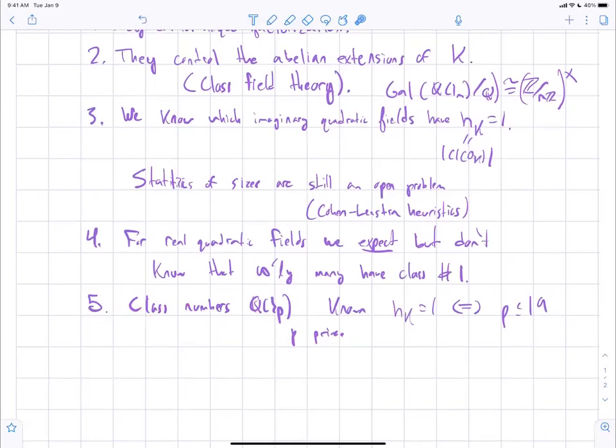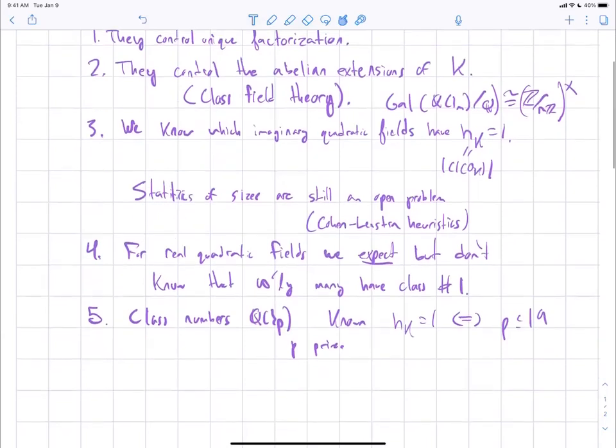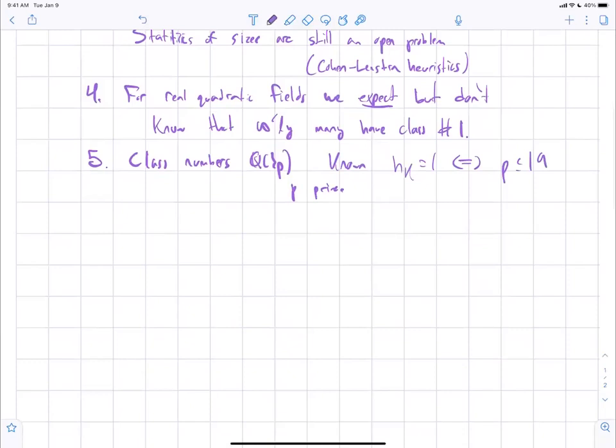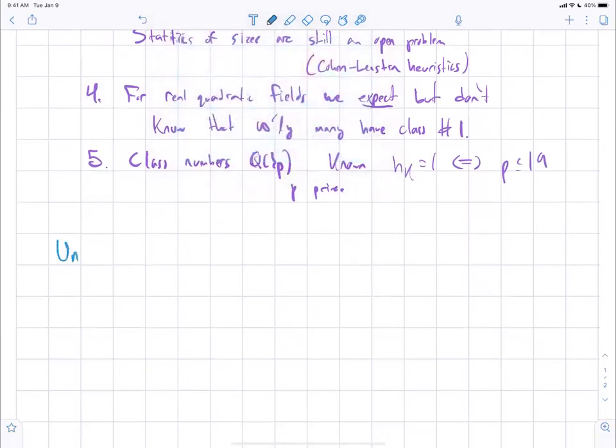So I just wanted to say there are lots of interesting things about class groups. There's a reason we spent so much time computing examples and understanding how you compute them. It's because they show up all over the place. But that's not what we're talking about today. Today we're talking about units. So K over Q, where K is a number field, a finite extension of Q.